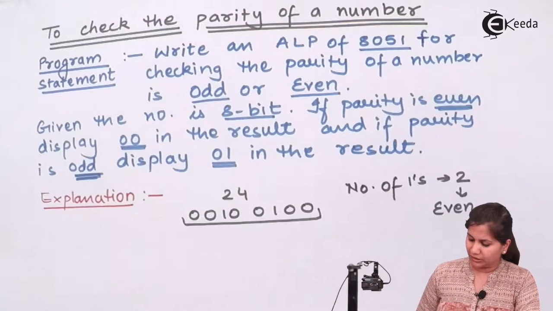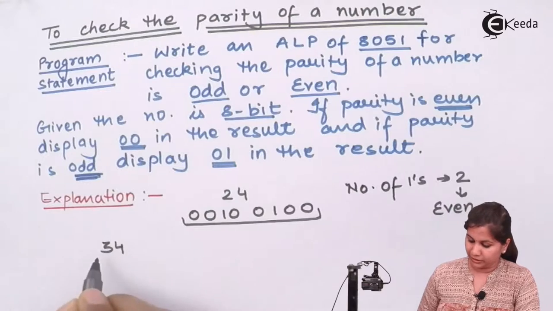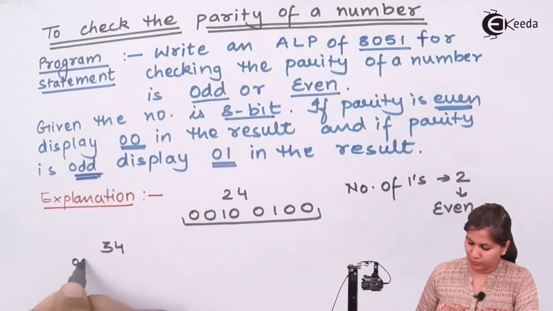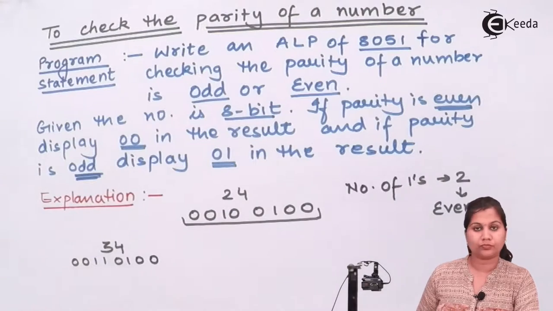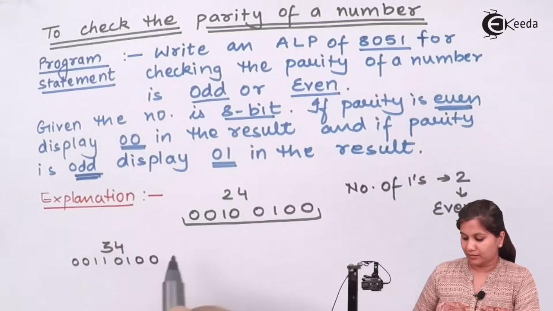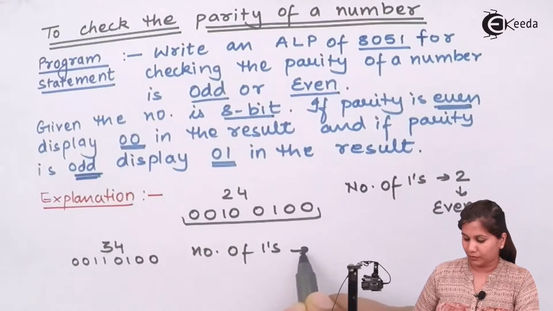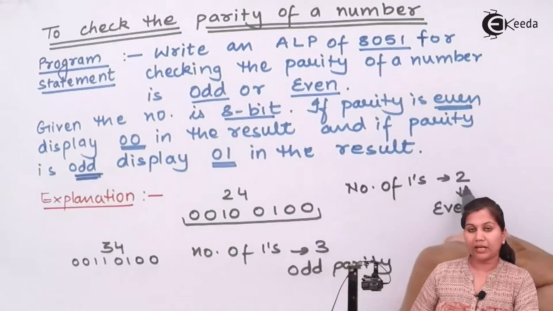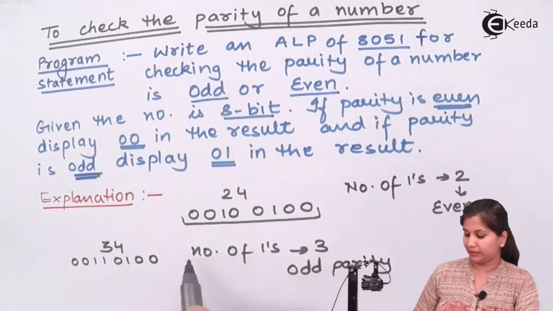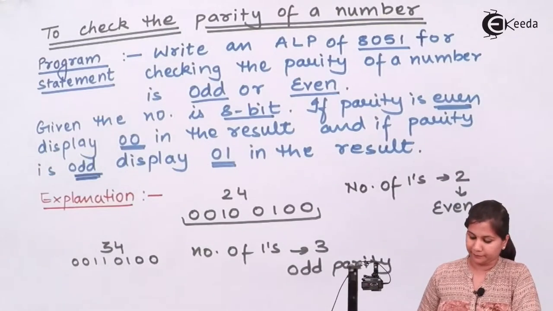Suppose that we are having another number, 34. In 34 we will get 0 0 1 1 0 1 0 0. Number of ones is 3, so it is having odd parity. If the number of ones is coming out to be even, then even parity. If the number of ones is coming out to be odd, then odd parity.